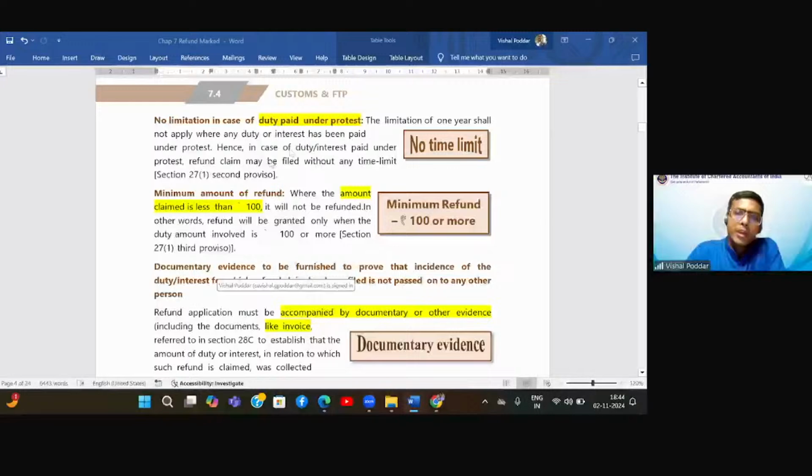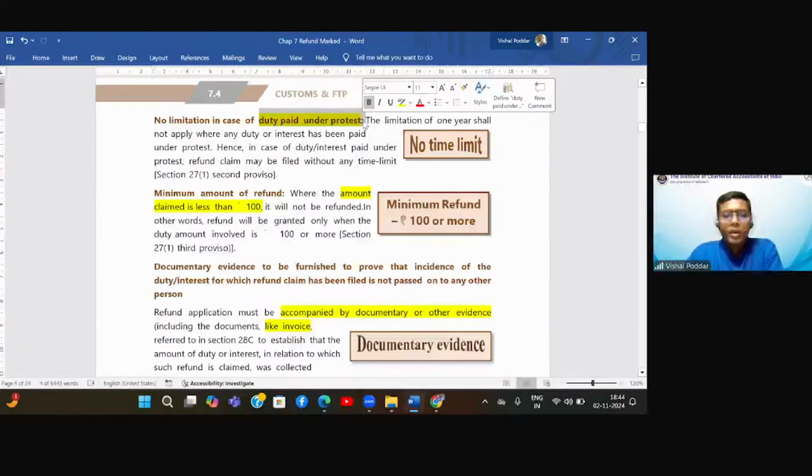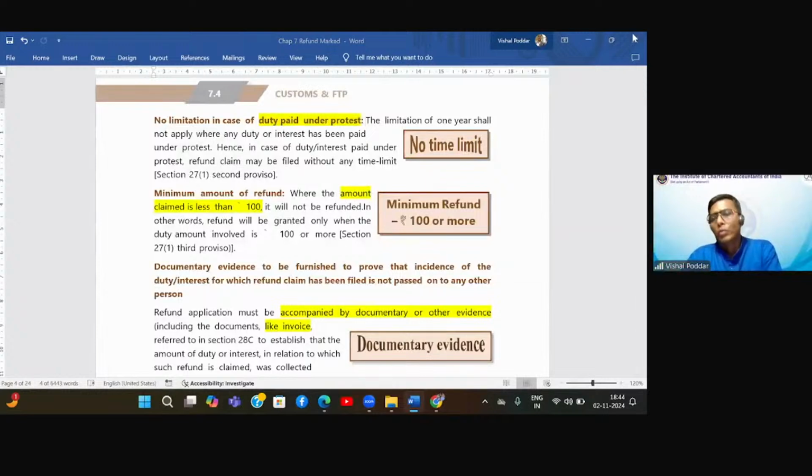Now comes the next very important point, students. Kindly remember this. This is again a concept which is very useful, applicable whenever you are in litigation. That is payment of duty or tax under protest. Let us first understand this before I explain this point. What is payment of duty or tax under protest?